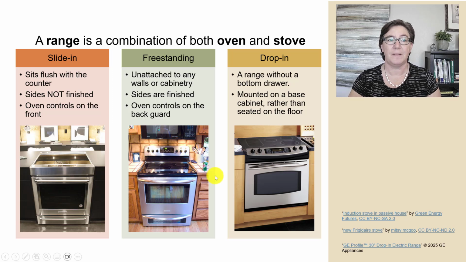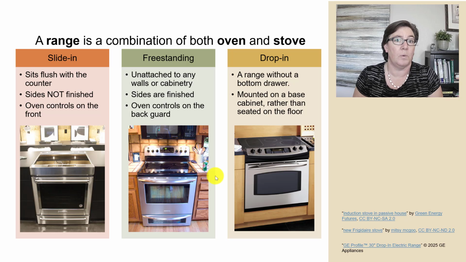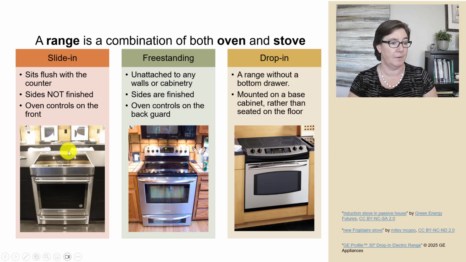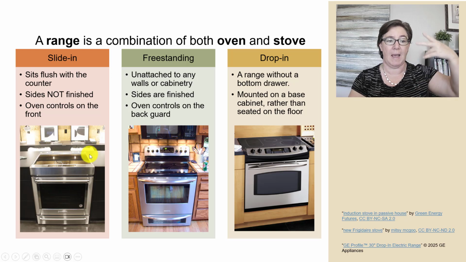Here is a freestanding range, and freestanding means it's unattached to any walls or cabinetry and the sides are finished. So if for some reason you didn't have cabinetry on one side, all right, it would still be a finished look. A difference with the freestanding versus the slide in is that the controls are on this back guard piece. So if you've got a range that has this pop-up piece in the back, it's going to be a freestanding one versus this one right here, right, which does not have that piece in the back that comes up.